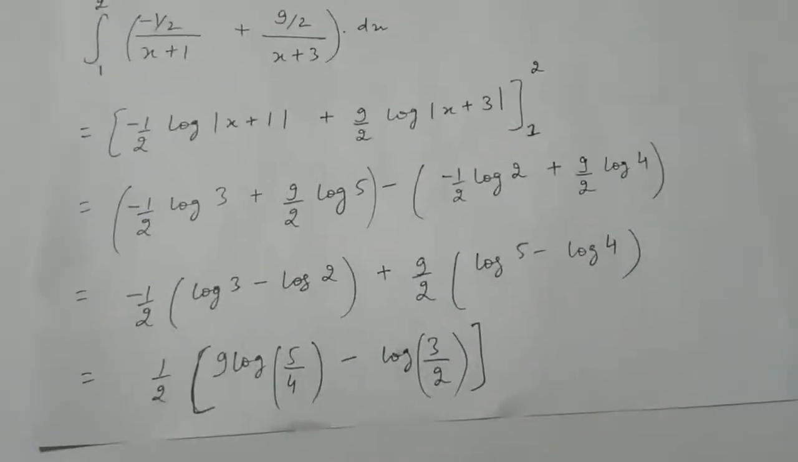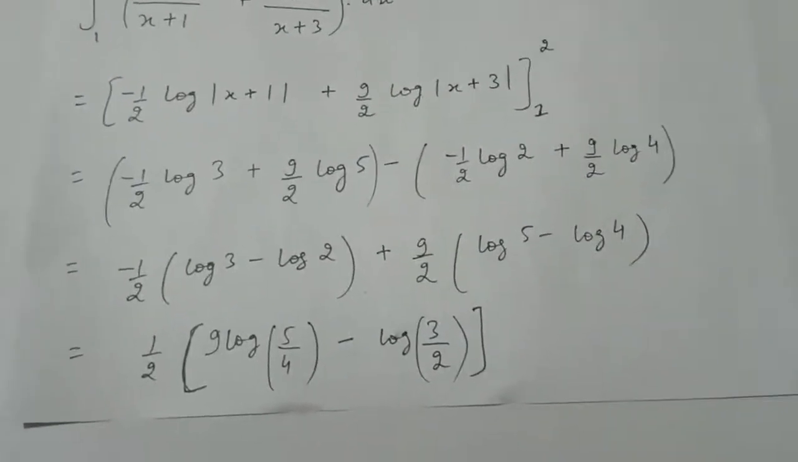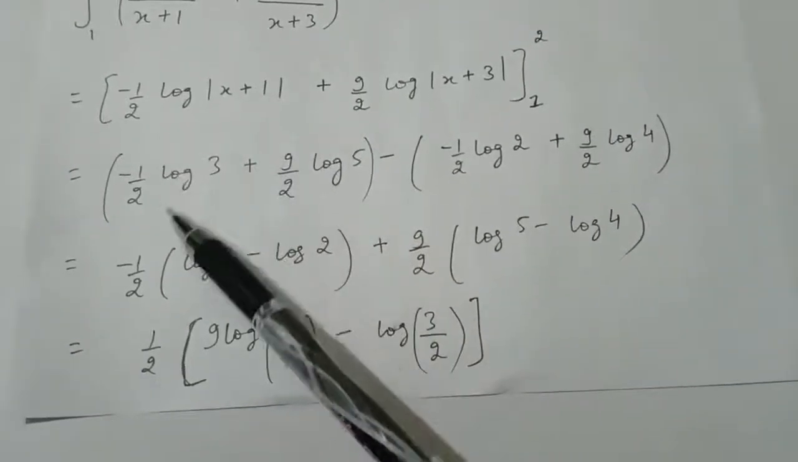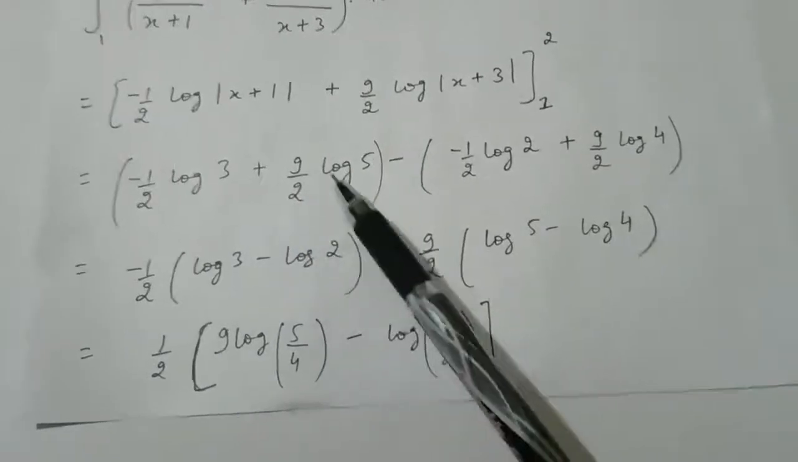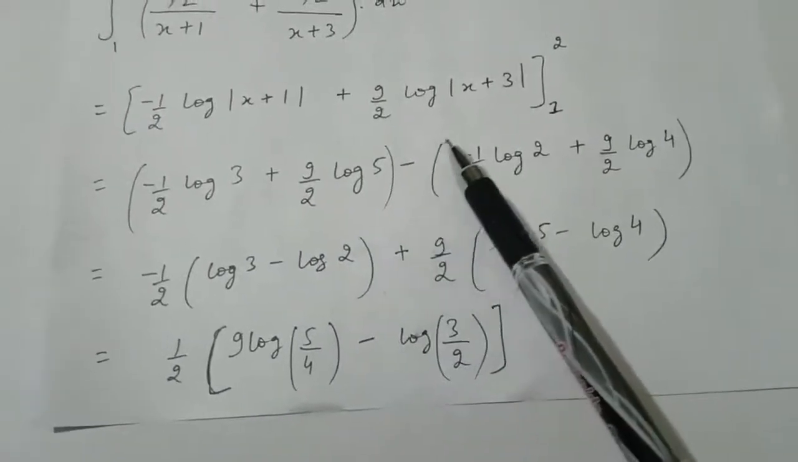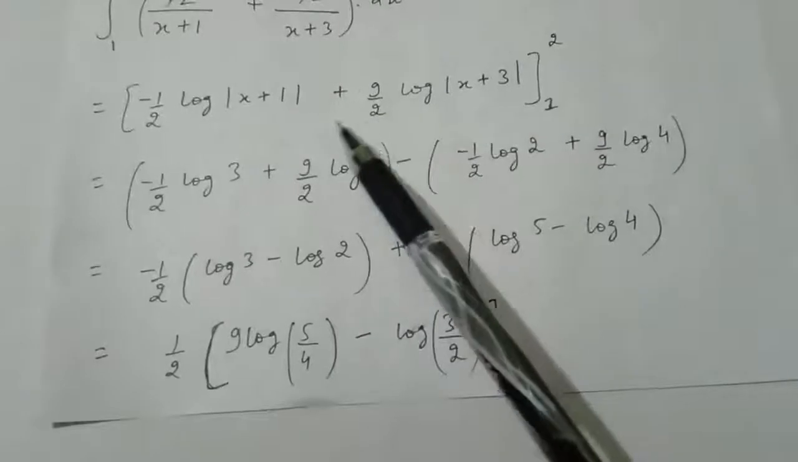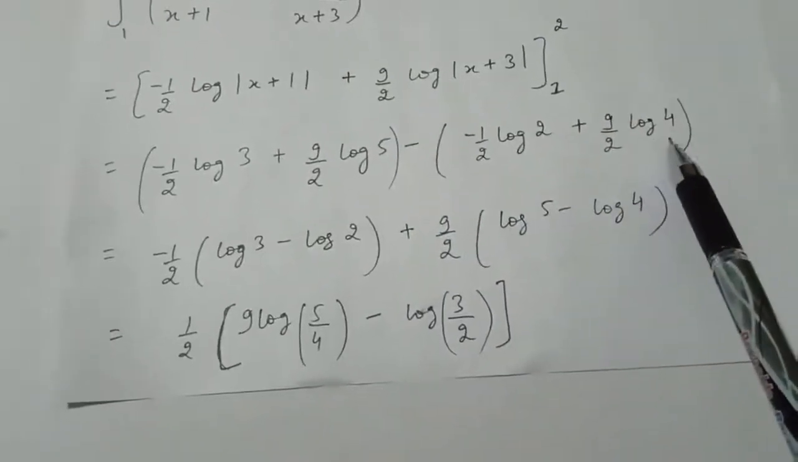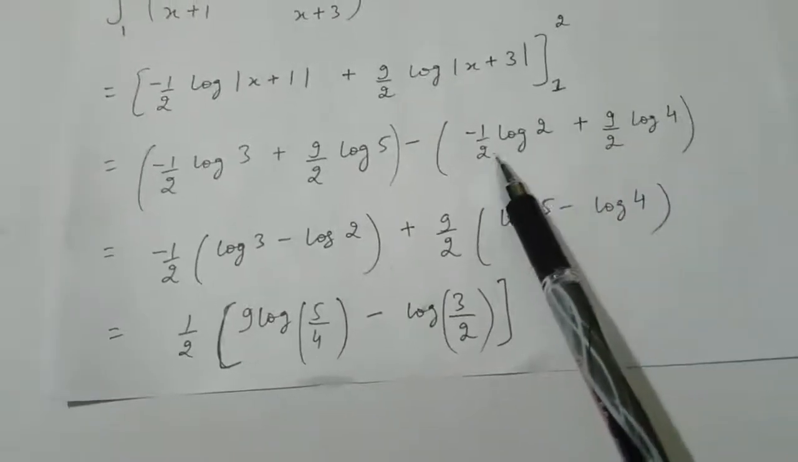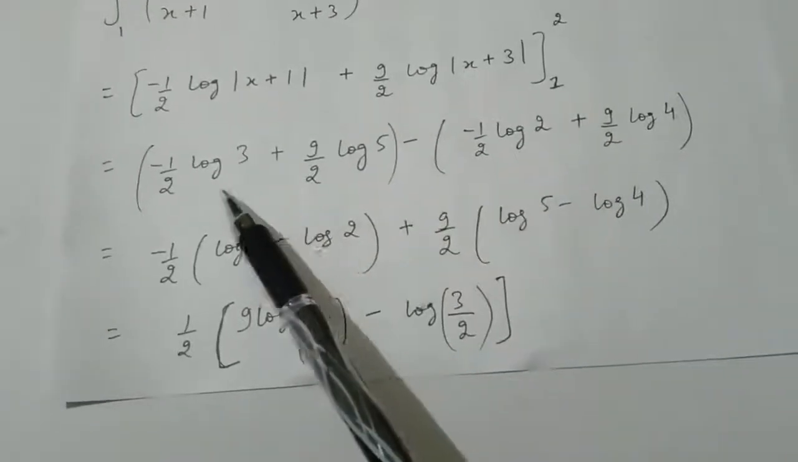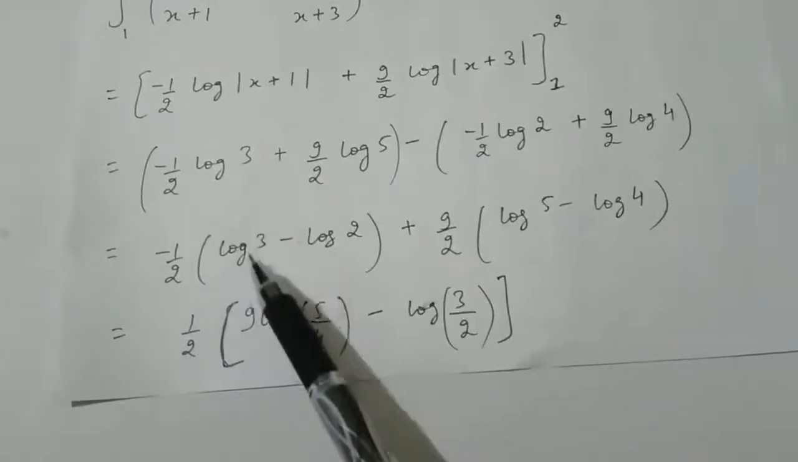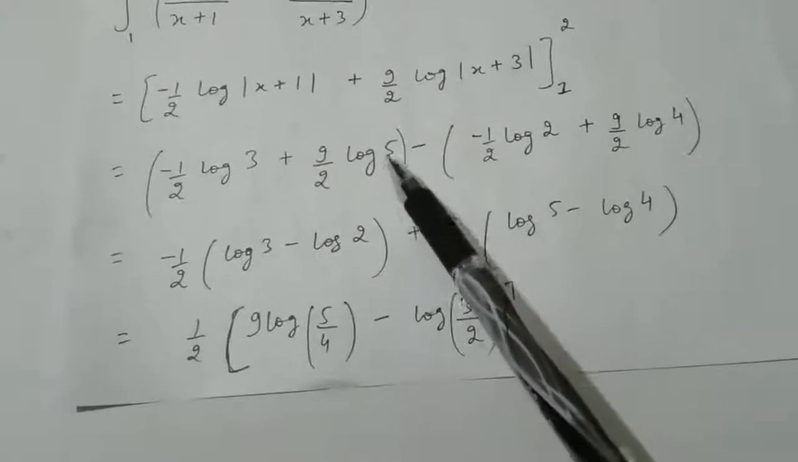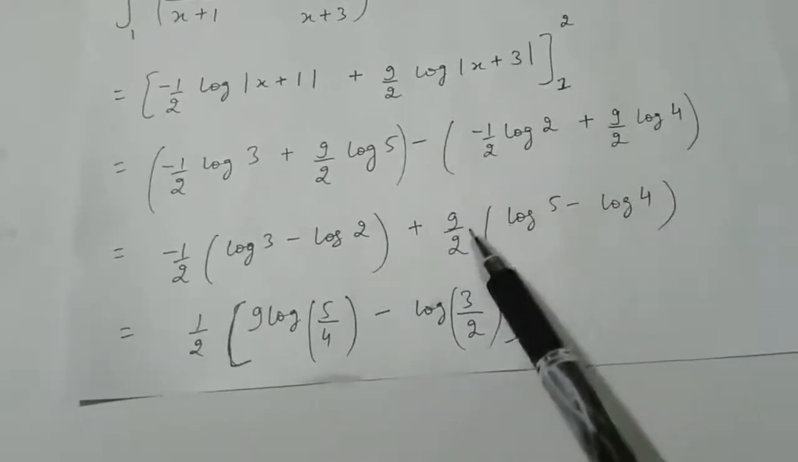Now put these limits. First of all, in this function put 2 in place of x, so you will get minus 1 by 2 log 3 plus 9 by 2 log 5, minus, now put 1, so minus 1 by 2 log 2 plus 9 by 2 log 4, right? Now see, from these two I am taking minus 1 by 2 common, so you will get log 3 minus log 2, right? Plus, now from these two I am taking 9 by 2 common, so you will get log 5 minus log 4.